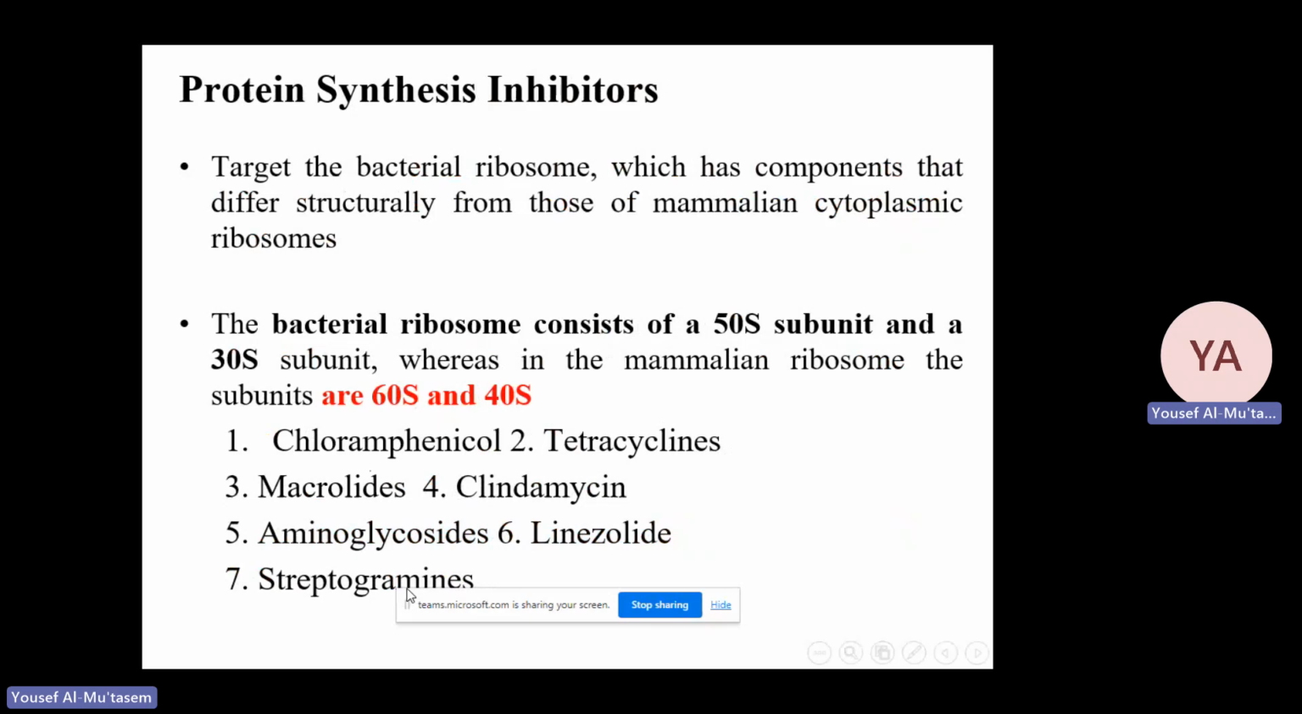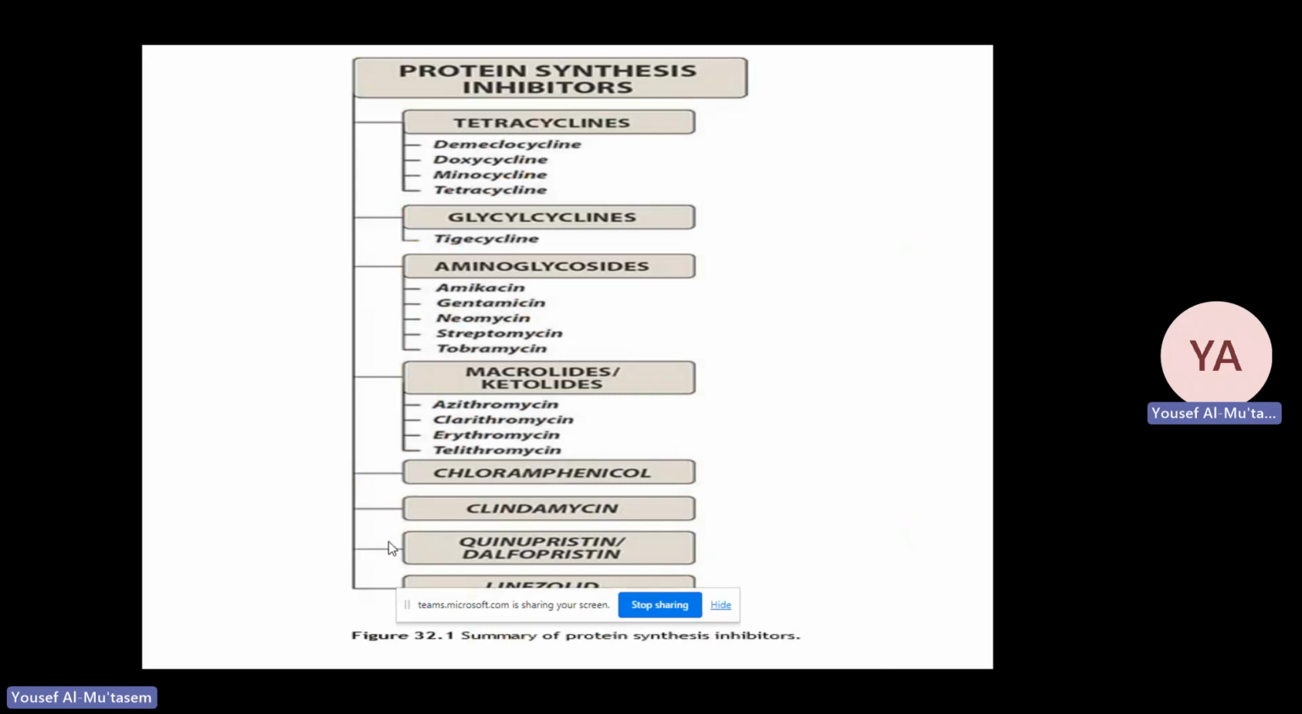The first thing we're going to talk about, I believe, are the aminoglycosides. This is another list of the agents that function on protein synthesis inhibition. They start here with the tetracyclines, then tigecycline. Tigecycline is sometimes classified as part of tetracyclines, and sometimes as part of the glycylcyclines. Then we have the aminoglycosides, macrolides and ketolides, chloramphenicol, and clindamycin, which is part of something called the lincomycin.